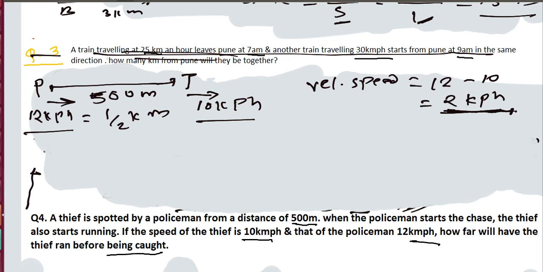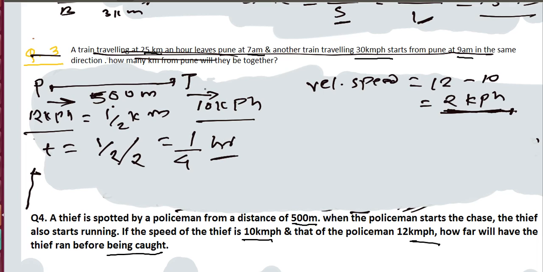So the time required for the policeman to cover this 500 meters or half kilometer is equal to distance, half kilometer, divided by the relative speed, 2 kilometers per hour. That is nothing but 1/4 of an hour. So in 1/4 of an hour, the policeman will be able to catch the thief.